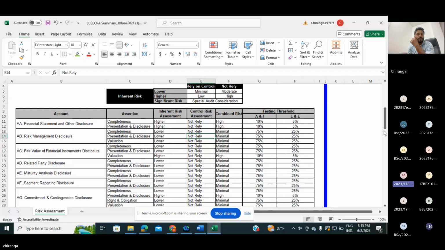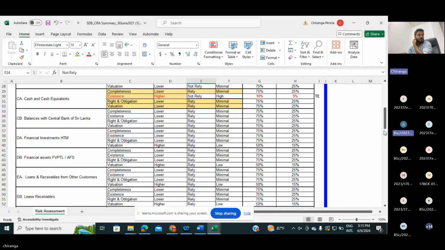Let's say for expenses there are four assertions. For one it is high and for the others it is low. So what is the conclusion for the CRA? Which one should we select out of the four? It's a good question, right? Let's say we can get this one.